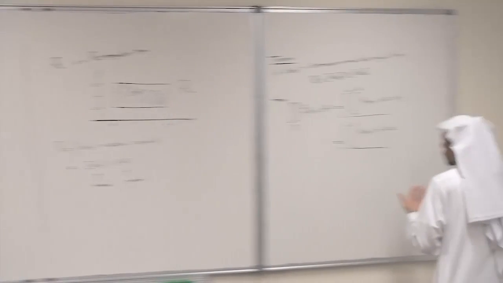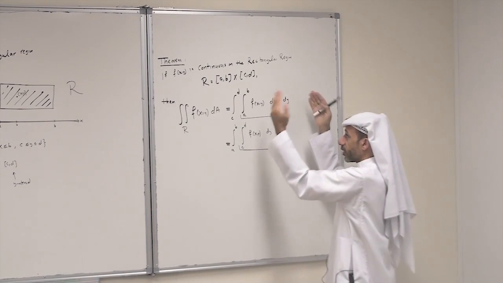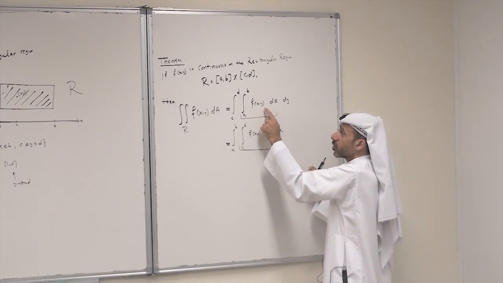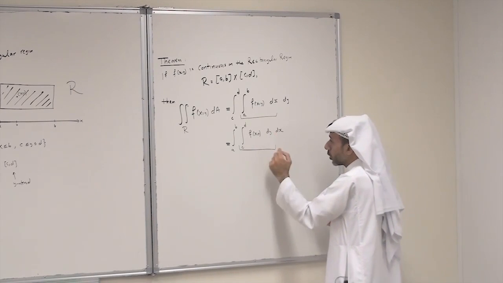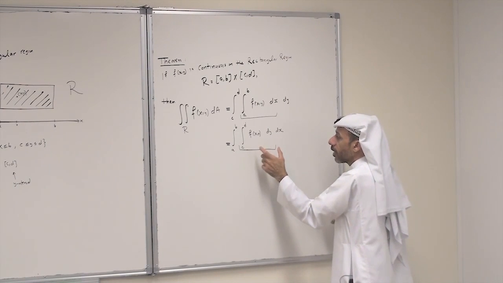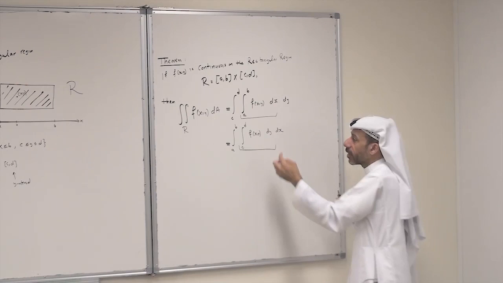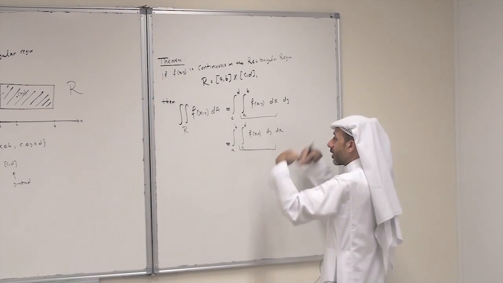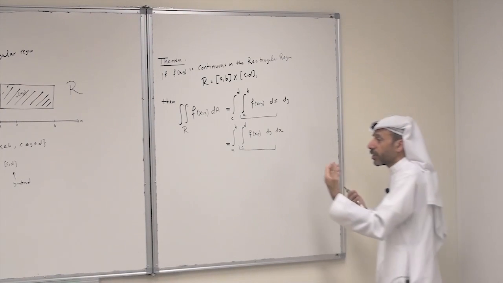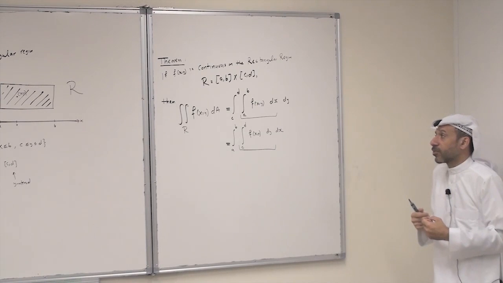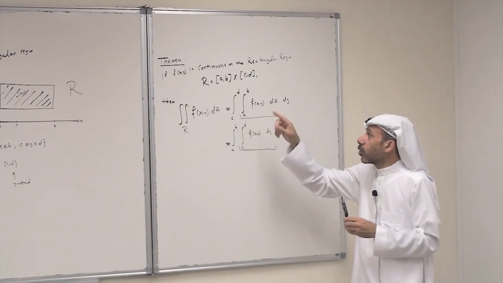To evaluate the double integral, you start with the inner integral first. You integrate the inner with respect to x, looking at y as a constant, and then you integrate the outer. In the second case, if you have dy dx, you start by integrating with respect to y, looking at x as a constant. You get a result, then integrate the result with respect to x. Integration is not difficult, and we use the techniques of integration from calculus. So this is how to set up the limits of integration and evaluate in the case of a rectangular region R.